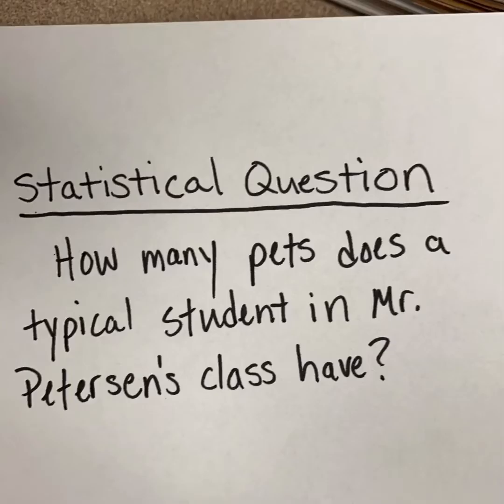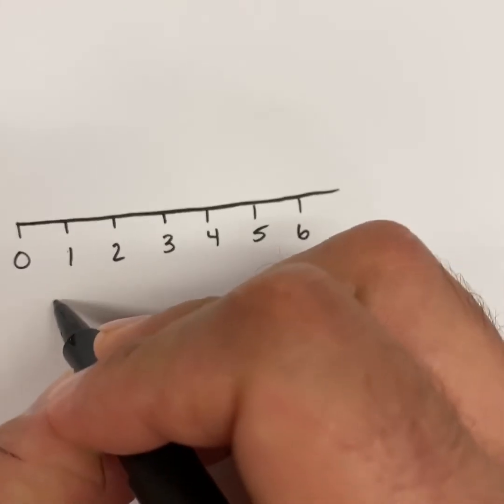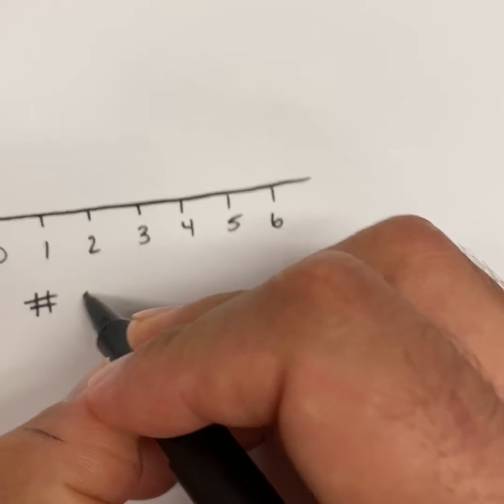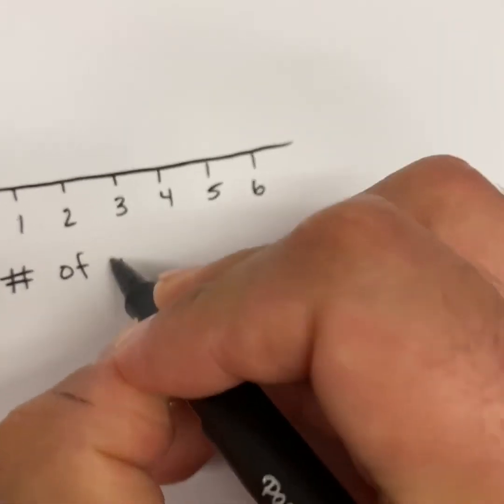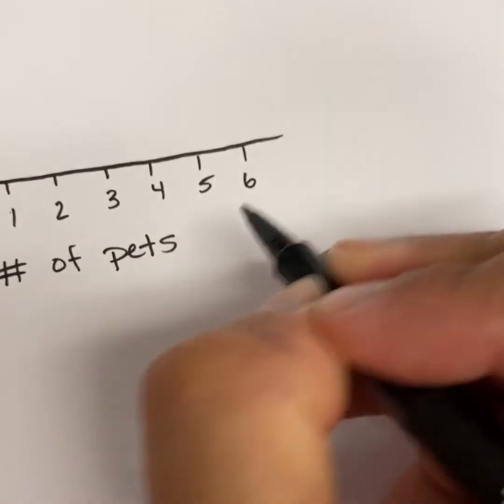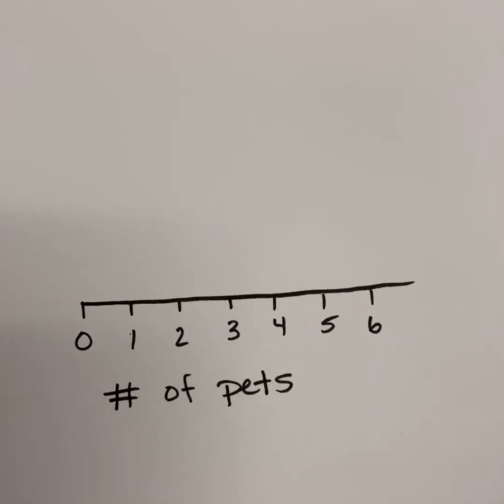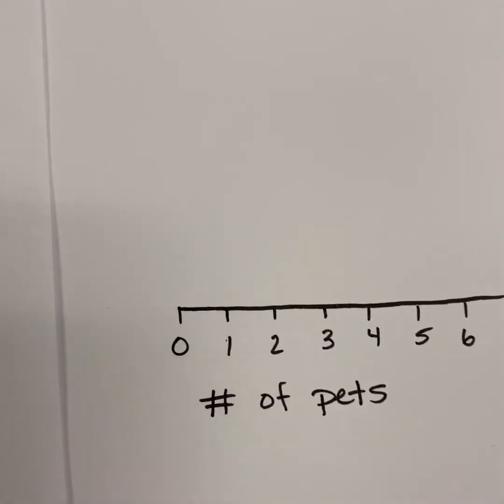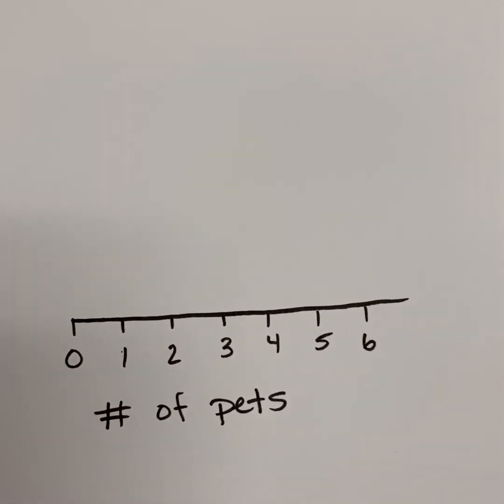We can remember that this is our question, so the numbers that are on my dot plot are really showing the number of pets that a student has. So let's go ahead and label that. Number of pets. Easy enough. So the final step is simply just transferring over or marking down our data.